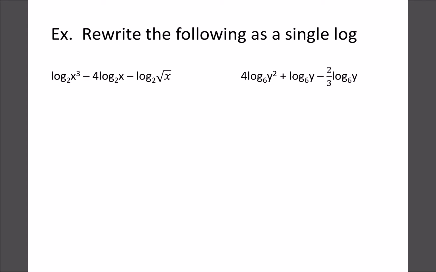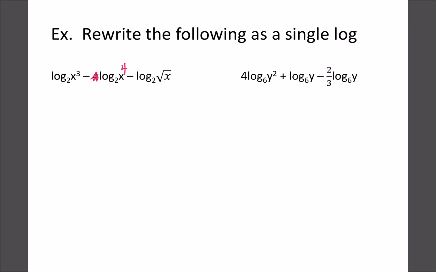Okay, more commonly you're going to get logs and you're going to work backwards. You're going to put these together as one logarithm. So let's use sort of the same rule here. So we've got log 2 of x cubed, so that's good. We've got log 2 of x, but we've got that 4 in front, which messes this thing up. So let's bring that 4 up as an exponent to get rid of it.